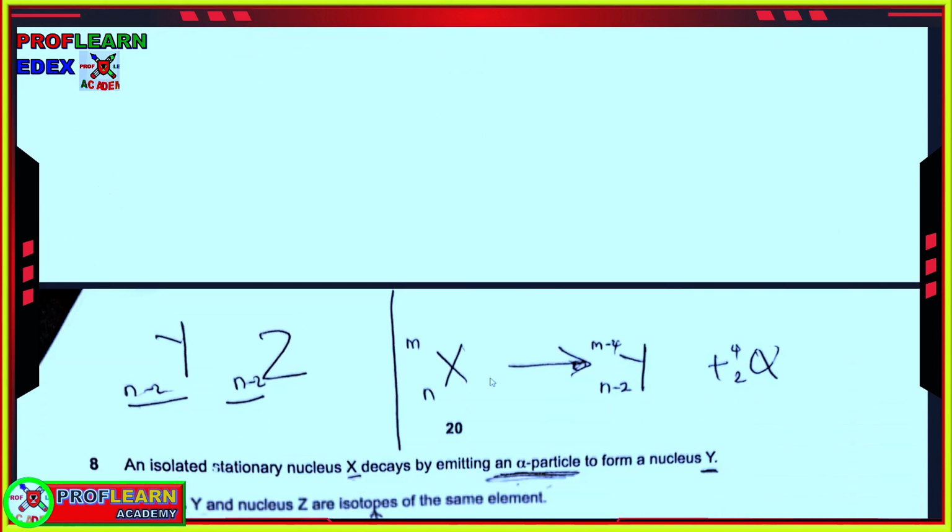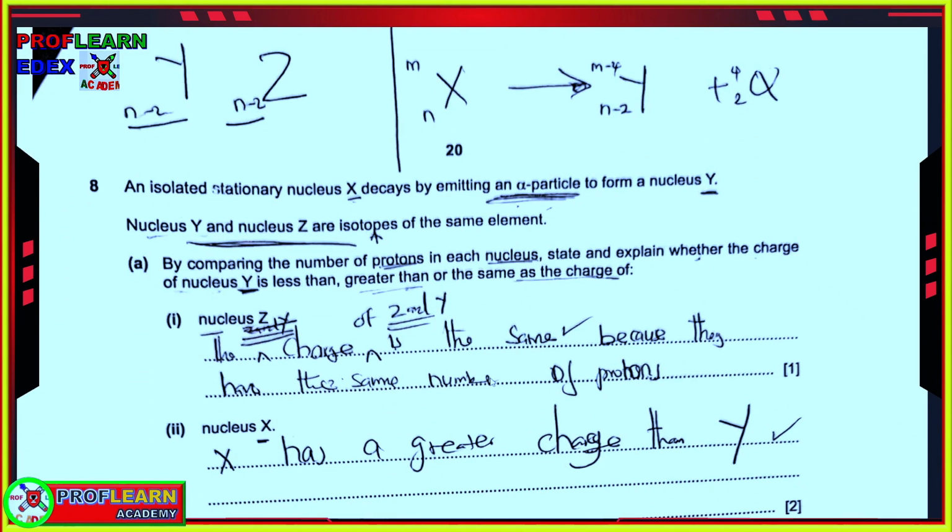So I believe you are getting value on how to approach this question, and this question is like the question that we have done in the previous section. An isolated stationary nucleus X decays by emitting alpha particles to form nucleus Y. Now nuclei Y and Z are isotopes.